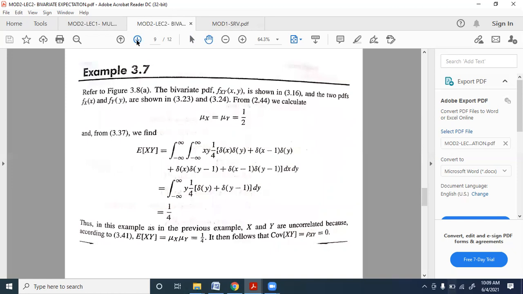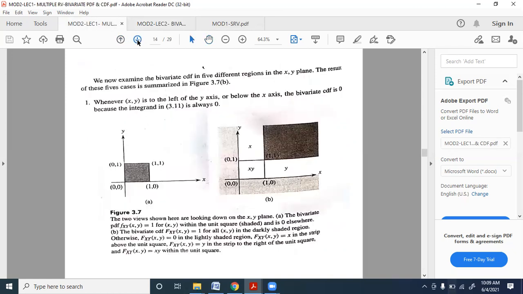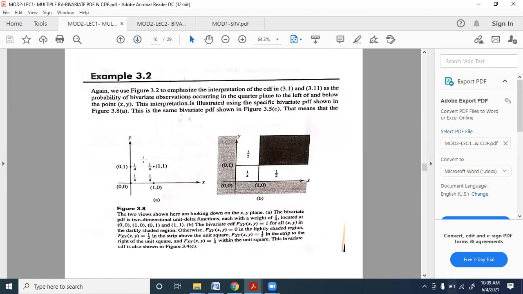Now, going for the next problem, we'll go for the next case, that is 3.8a. The 3.8a is shown in the figure over here. Okay, 3.8a is a discrete case where at 4 different points, we are taking the probability density function to be equal to 1 by 4. The value is equal to 1 by 4 at (0,0), (1,0), (0,1), and (1,1).